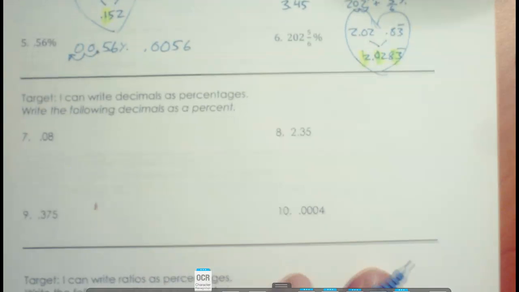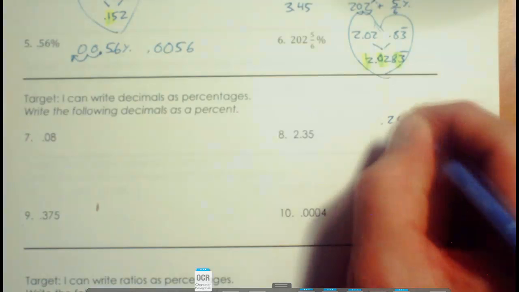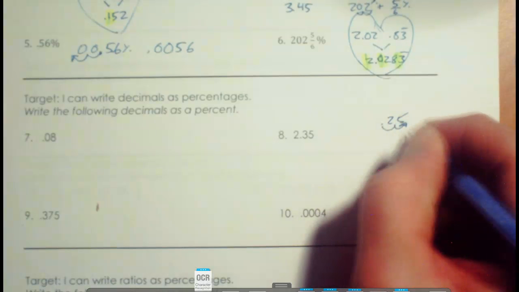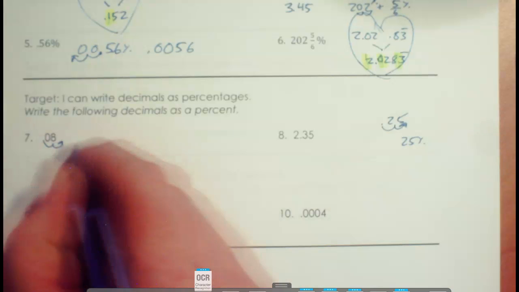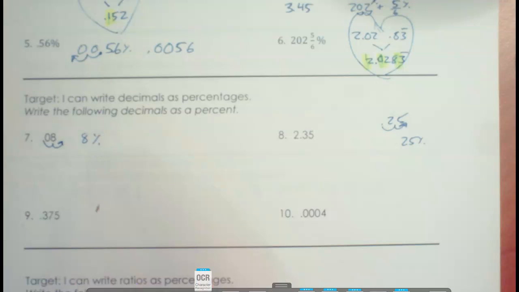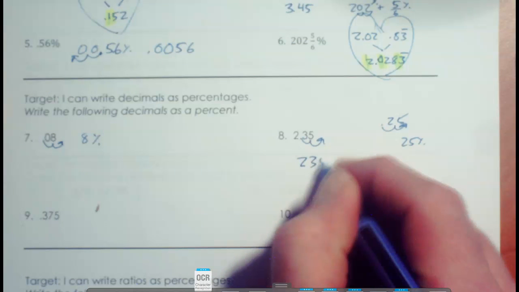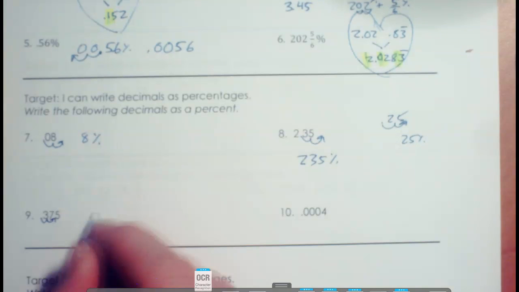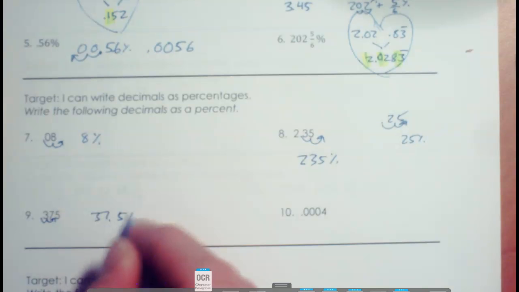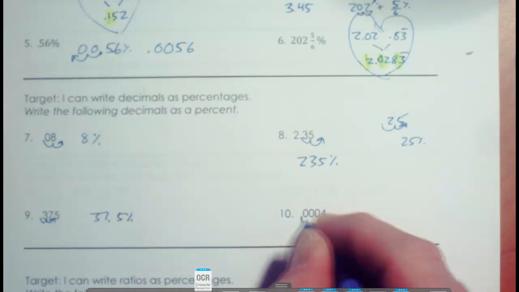The next target, I can write decimals as percentages. Okay, let's just think about 0.25. Here's decimal. Move it 2 places, and suddenly we have 25%, right? So we'll do the same thing. We have 8%. We have 235%. We have 37.5%. Ooh, tricky. 1, 2.